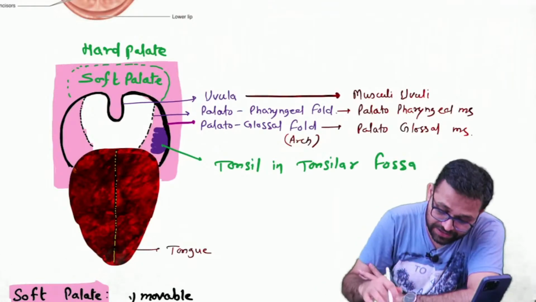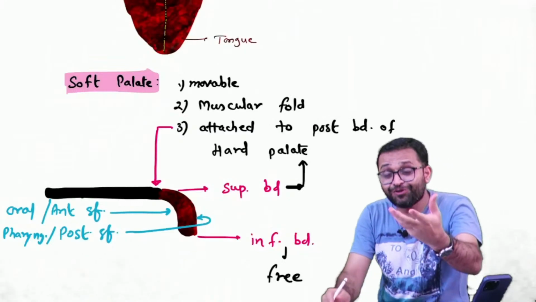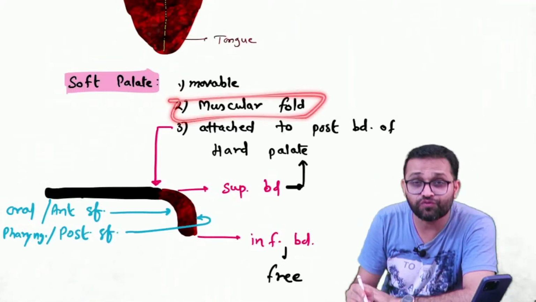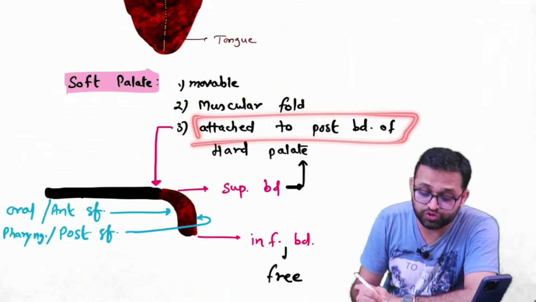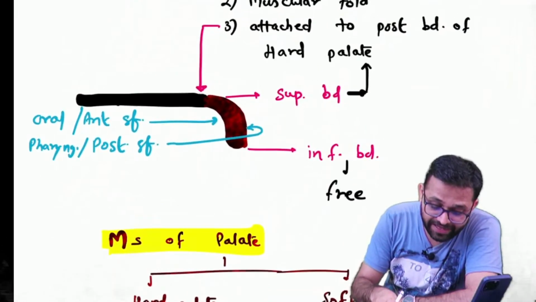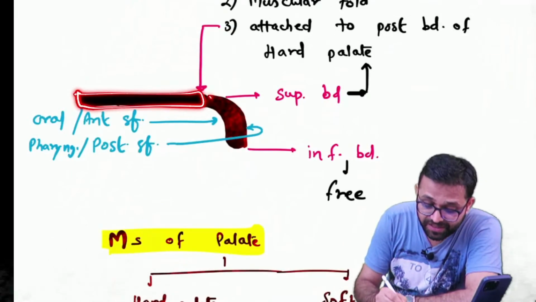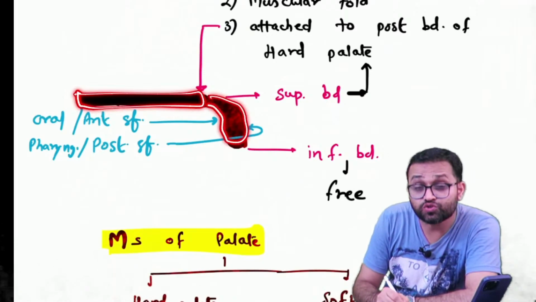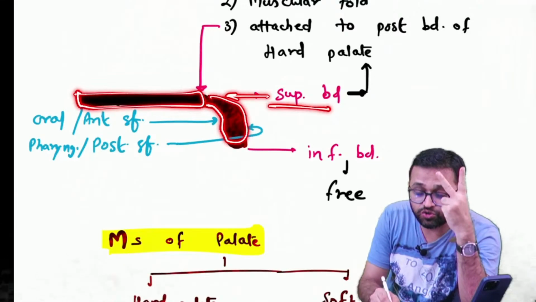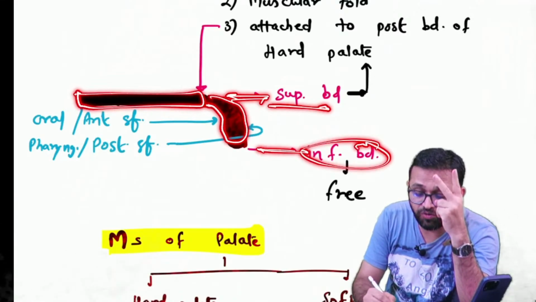Fine. Okay, sir. Now look, the soft palate. Sir, how will you define it during the theory exam? Sir, it is movable. Sir, it is a muscular fold. Sir, it is attached to the posterior border of the hard palate. These are the 3 points. Now look, the diagrammatic presentation. Sir, this was the hard palate, and here is the soft palate. So soft palate is having 2 borders, point wise description. Yes, superior border and this is the inferior border. 2 borders of the soft palate, superior border, inferior border.